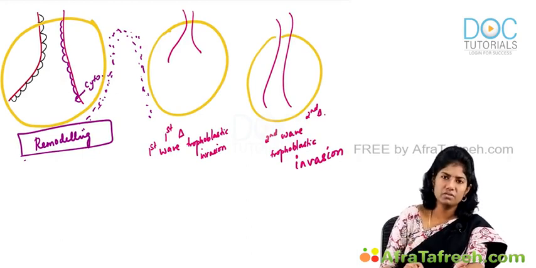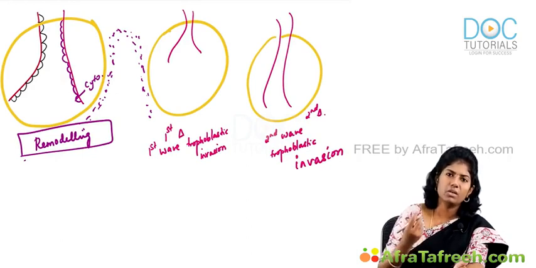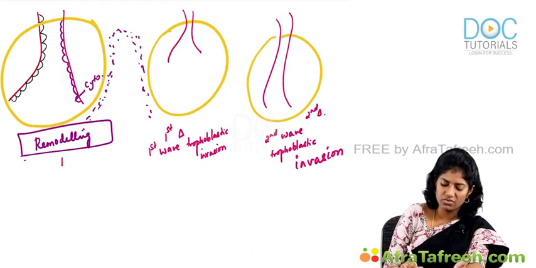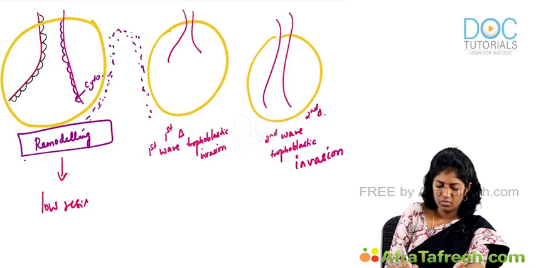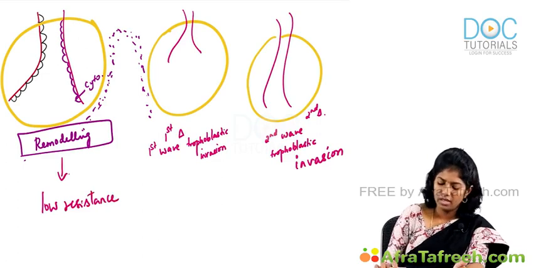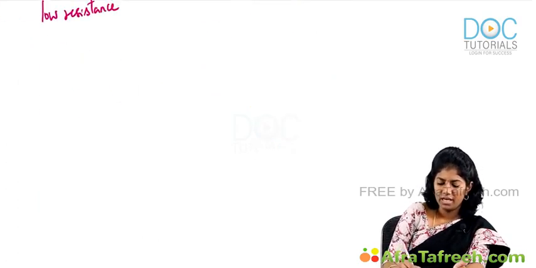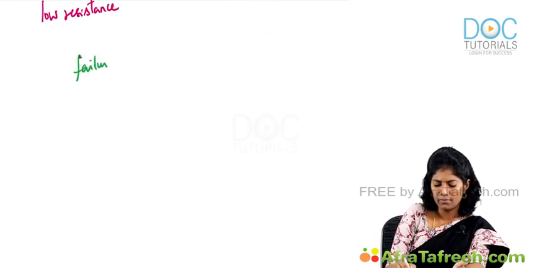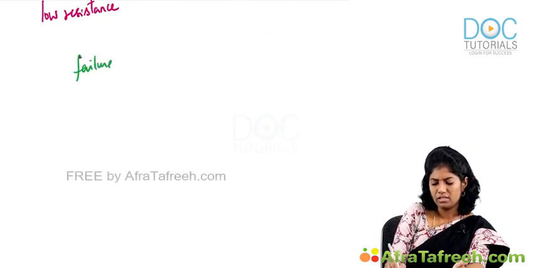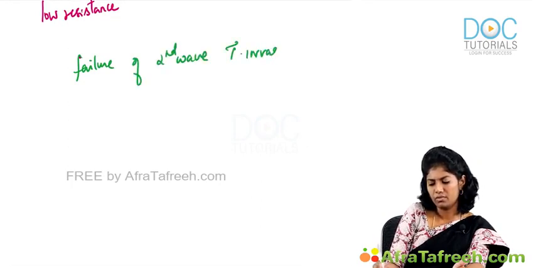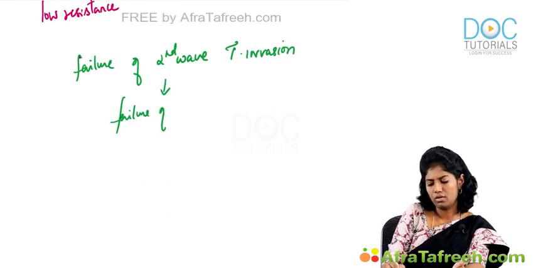So, what is the use of this remodeling? After remodeling, the vessel becomes a low resistance vessel. So, once remodeling occurs, the vessel becomes a low resistance vessel. So, now if second wave trophoblastic invasion fails, there is failure of remodeling.